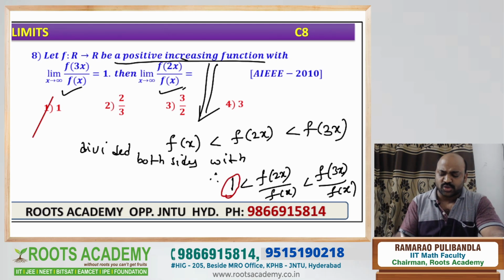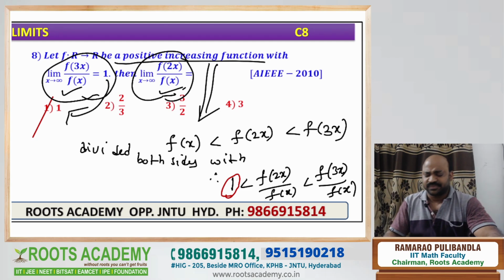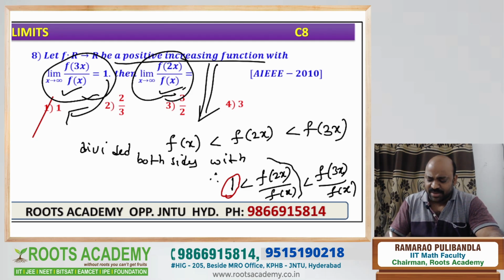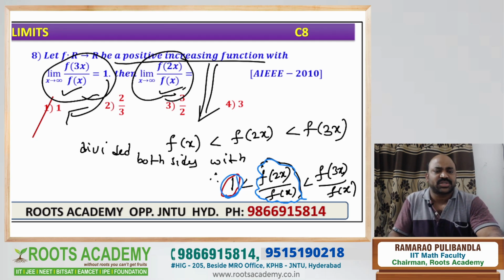And my dear students, when somebody gave one limiting value and somebody is asking another limiting value, you will get the same answer. This is the sandwich theorem, which says the middle function's limiting value is nothing but the end limits. Dear students, are you able to follow me or not?